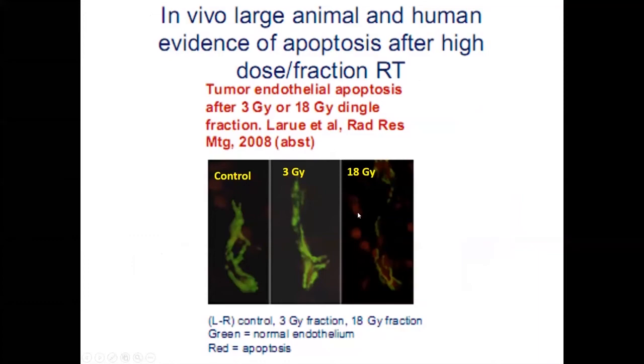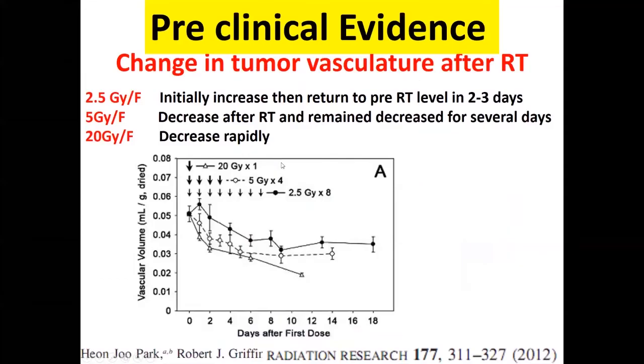This is another experiment which shows the effect of different dose per fraction on the vasculature. You see, when you give 2.5 gray, there is an initial increase in the vasculature, but it returns to pre-radiotherapy level in 2 to 3 days. When you deliver a slightly higher dose, 5 gray, it decreases after radiation and remains decreased for several days. But when you deliver a very high dose of radiation, the vasculature decreases very rapidly.